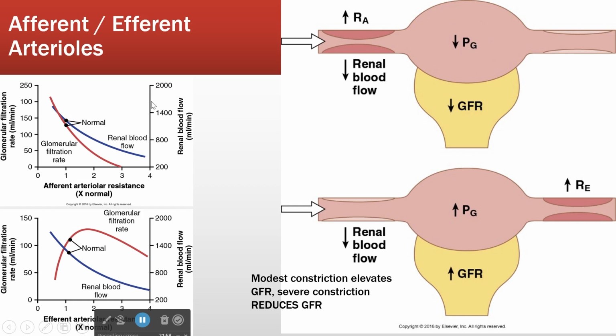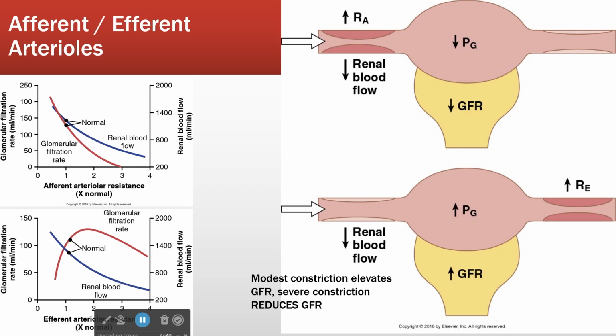We see that over here. This is afferent arteriolar resistance on the x-axis, glomerular filtration or renal blood flow on the y-axis. We can see that as arteriolar resistance increases, in other words, vasoconstriction, as this vessel gets smaller and smaller, glomerular filtration gets smaller and smaller, right? We can also see that as the afferent arteriole constricts, renal blood flow is reduced.